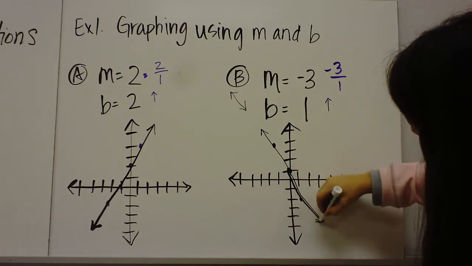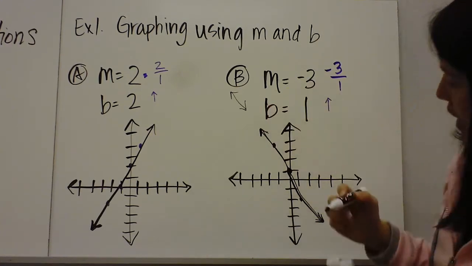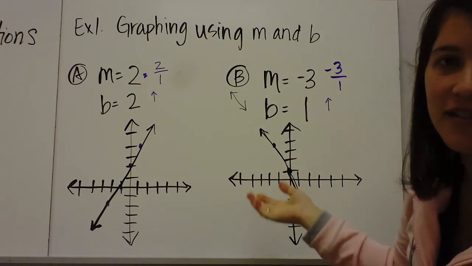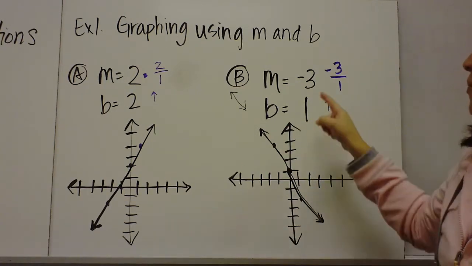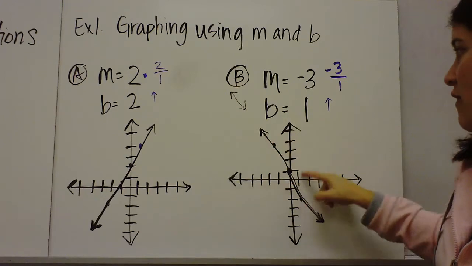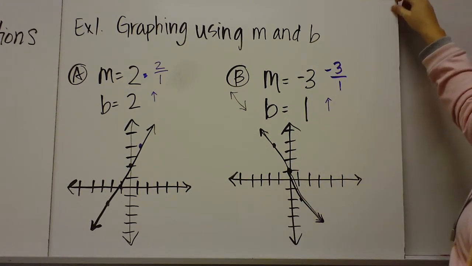Whoops. And hopefully yours looks a little better than mine, because yours is actually a coordinate plane. But my slope was negative, and then my y-intercept was 1.